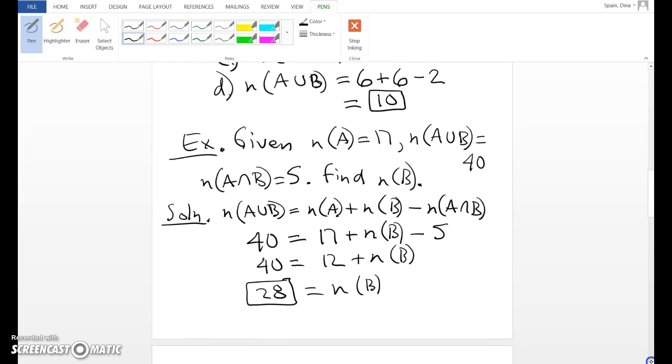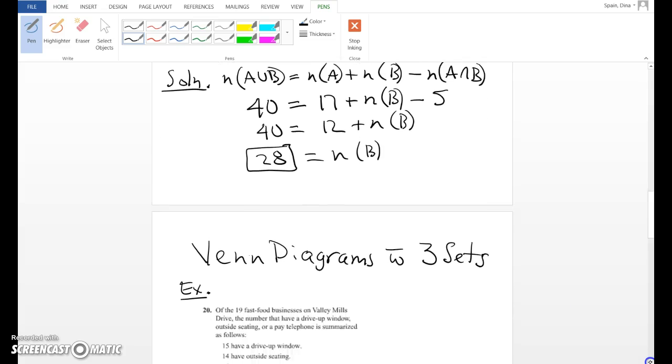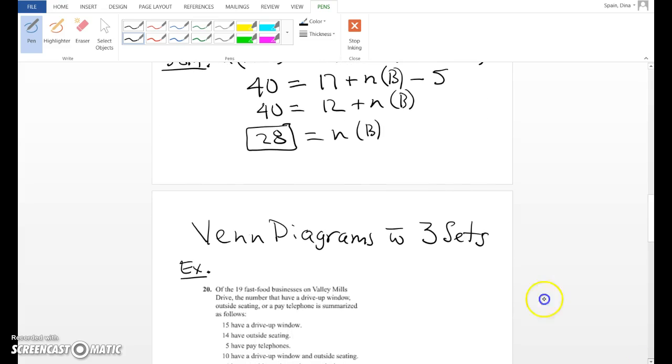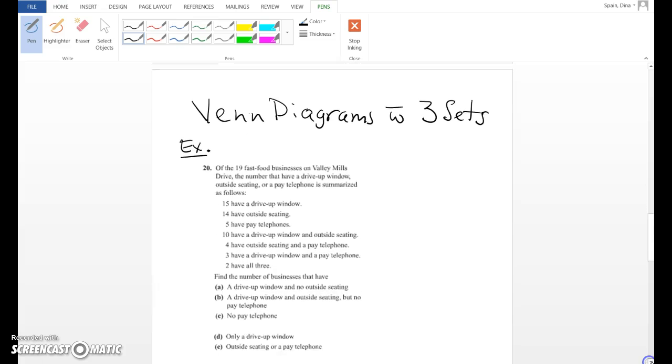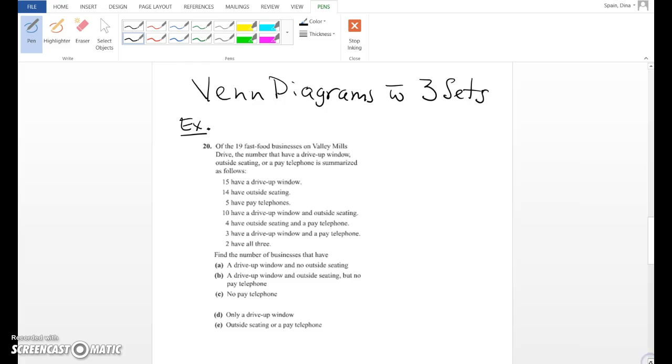Okay, now, I had just enough room, that's good. Down here on this page, let's talk about Venn diagrams that have 3 sets. I didn't want to rewrite or retype all this, so I actually cut and pasted it. Hopefully you can see it.